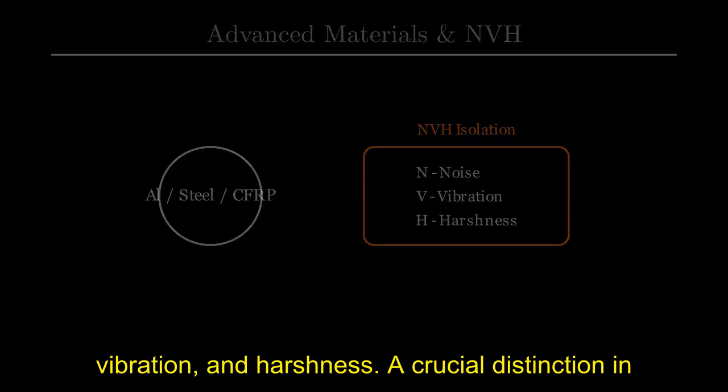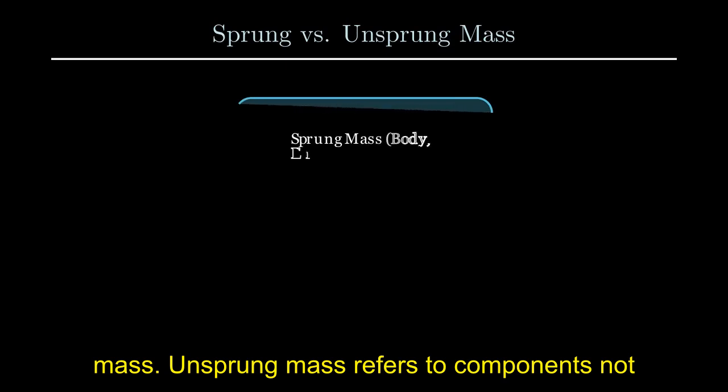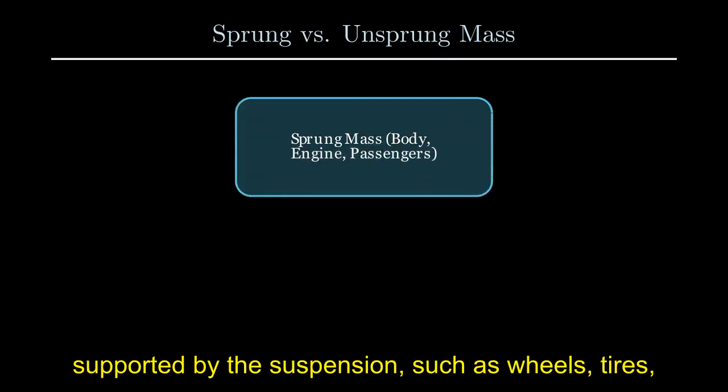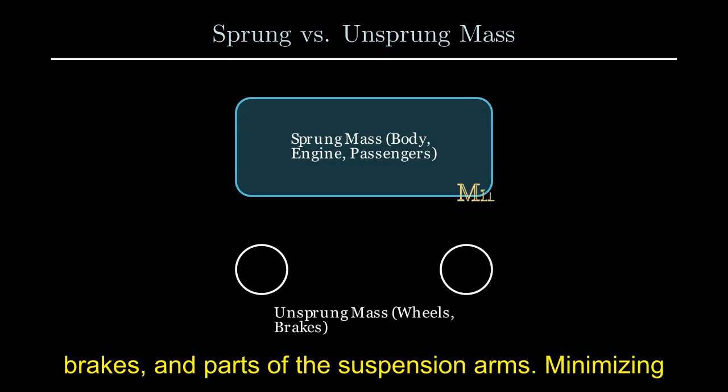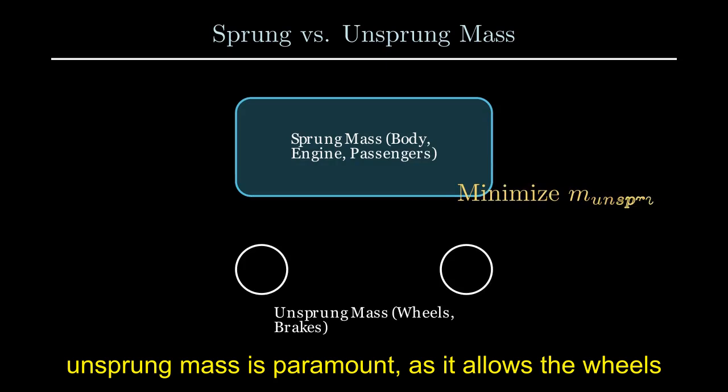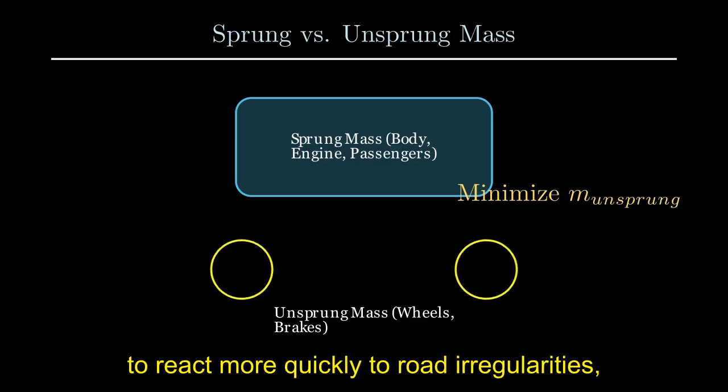A crucial distinction in suspension dynamics lies between sprung and unsprung mass. Unsprung mass refers to components not supported by the suspension, such as wheels, tires, brakes, and parts of the suspension arms. Minimizing unsprung mass is paramount, as it allows the wheels to react more quickly to road irregularities, enhancing grip and overall ride quality.